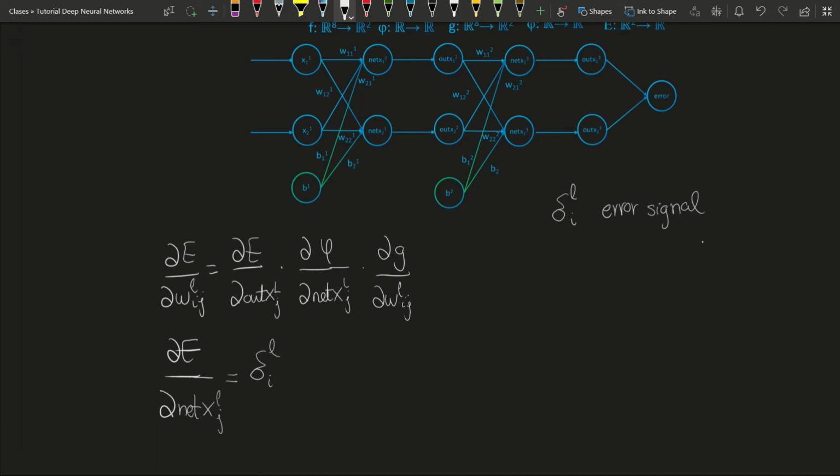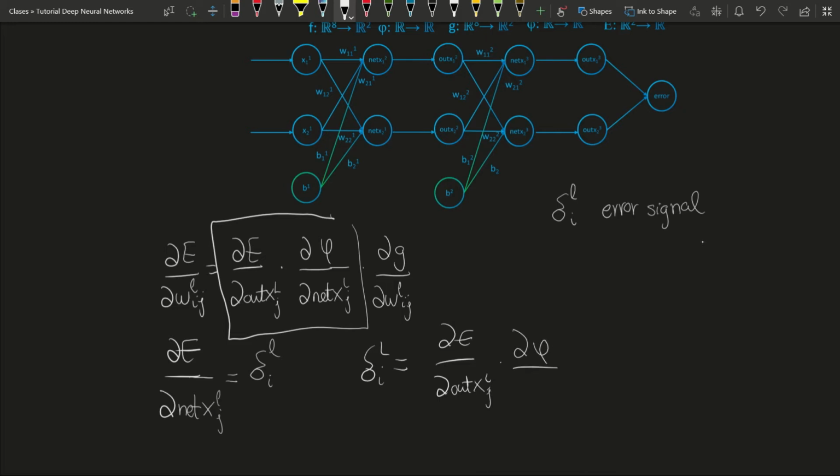Okay, so in the last layer it will be very simple because we have only two functions to apply. So to calculate this value it will be only this: the derivative of the error with respect to the out in position i, layer L, multiplied by the derivative of the activation function with respect to the net value of the neuron.